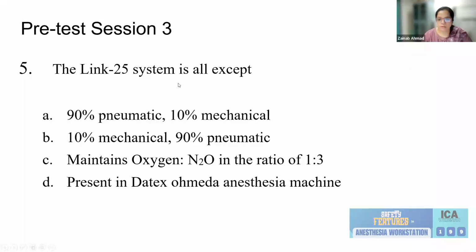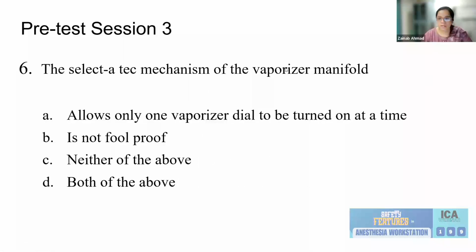So the last question: the selectatec mechanism of the vaporizer manifold allows only one vaporizer dial to be turned on at a time. Option A, true. Option B, is not foolproof. Option C, neither of the above. Option D, both of the above. And the time is over.